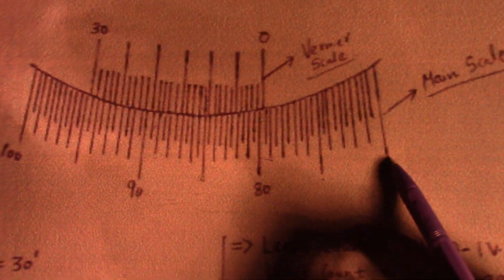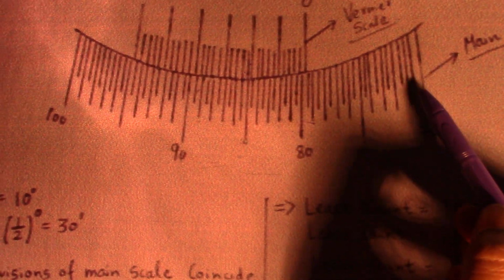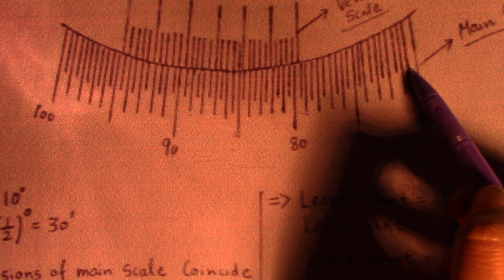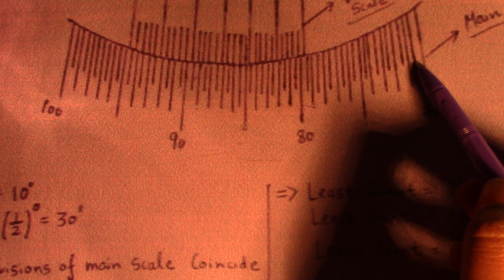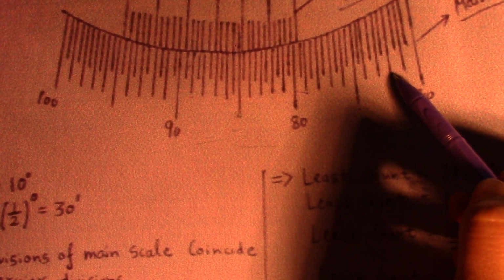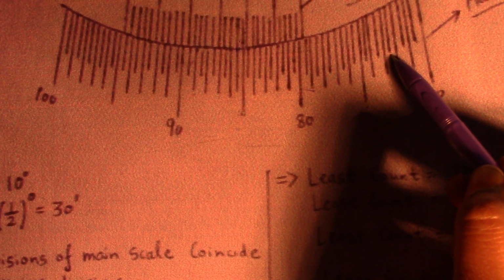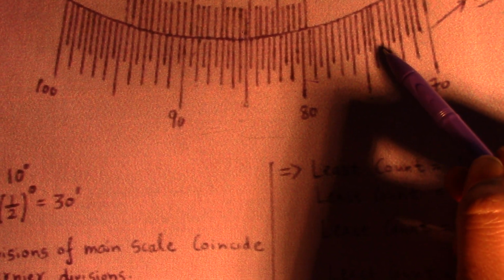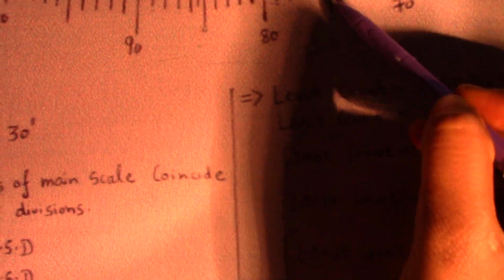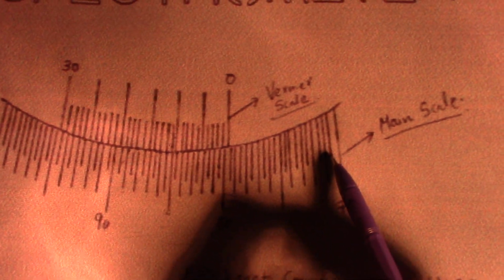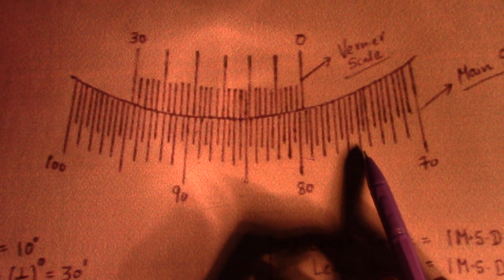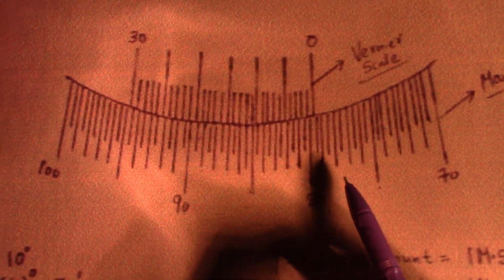So here the main scale starts with 70 degrees. We know each division on the main scale is 0.5 degree, half a degree. Now it is 70.5, 71, 71.5 degree, 72, 72.5, 73, 73.5 degree, 74, 74.5 degree, 75. Like that you can count the number of lines on the main scale. Now how can you take the main scale reading, MSR?